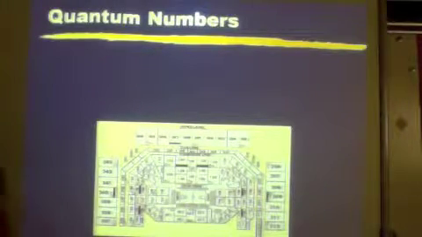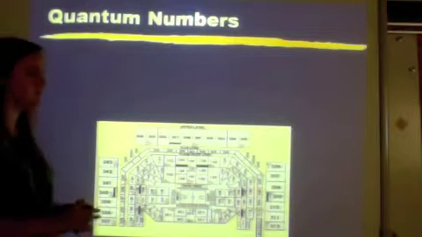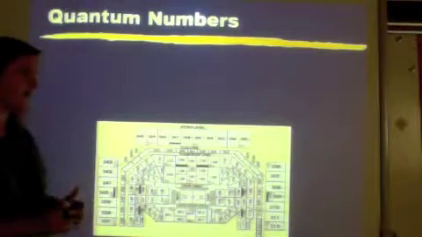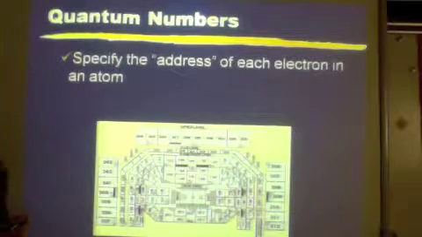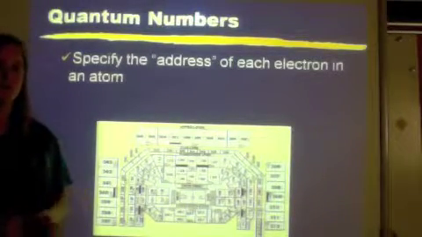The electron is the same exact way. There's not just one place you're going to go. You have to follow the ticket. The quantum number is the address for each electron. So each electron has its very own spot.